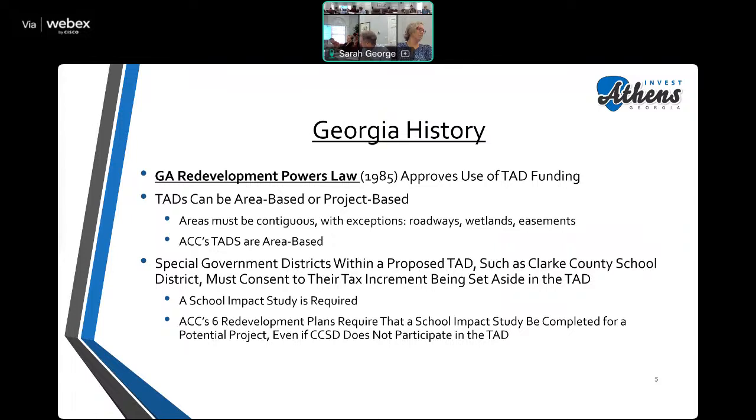But when we had our retreat about Broad Street, the Alps Road area, there was a conversation that said if we adjusted that TAD, it would go back to the general fund. That's what was said at that meeting.